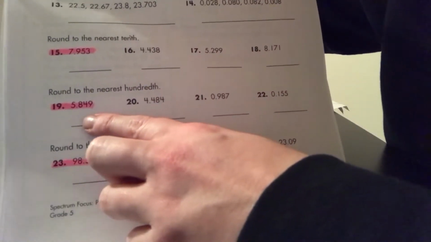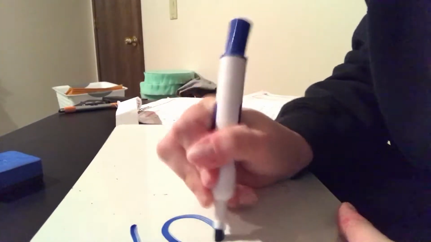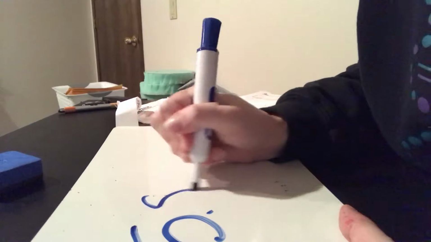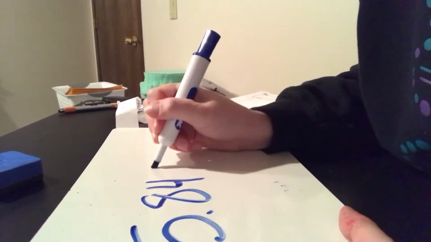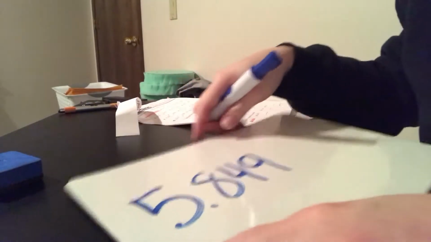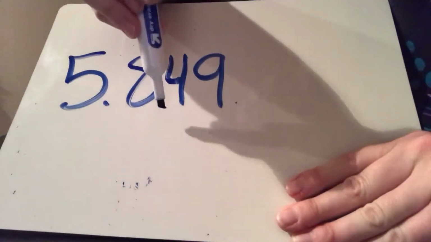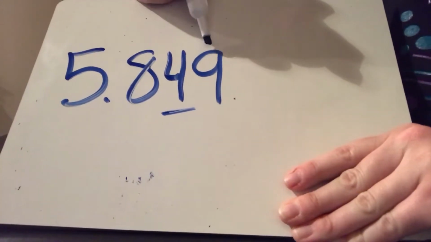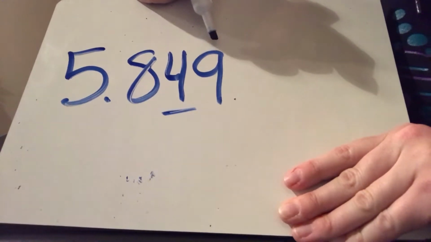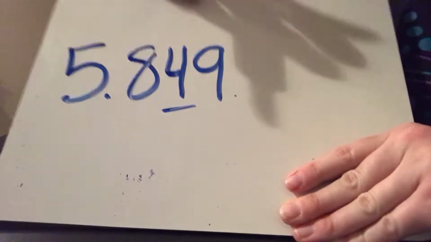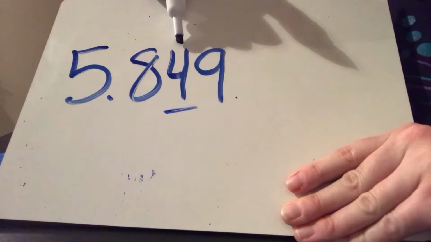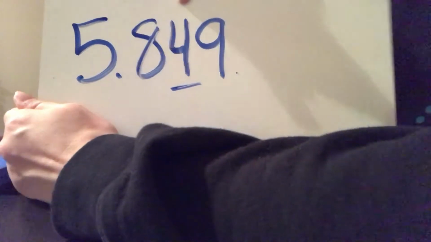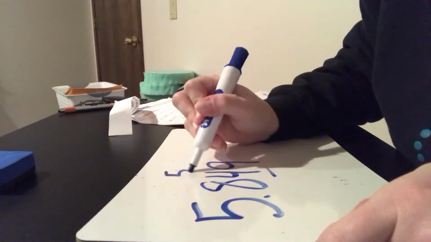We're going to be rounding to the nearest hundredth. So this one is 5 and 849 thousandths. We are going to be rounding to this place value, the hundredths place. So I need to look at this number, a 9. Does it tell me to stay the same or does it tell me to go up? It definitely tells me to go up. So I know that that value is going to change to a 5.